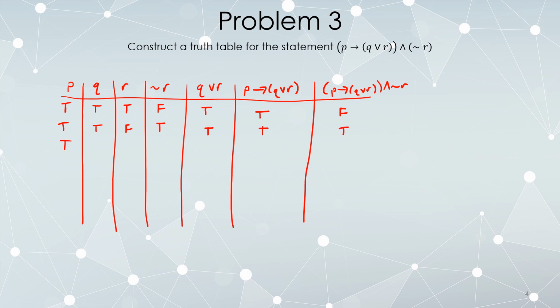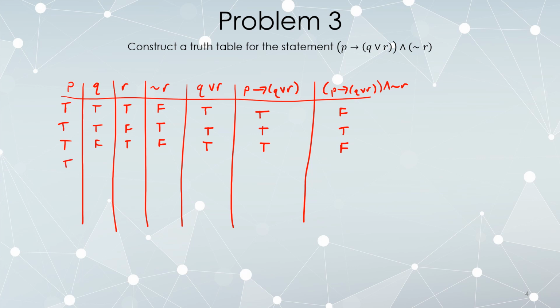Okay. Next, true, false, true. So we switch it and get not R is false. Q was false, but R is true. So this disjunction is true. The conclusion is true, makes the conditional statement true. But looking here, since not R is false, this conjunction false.